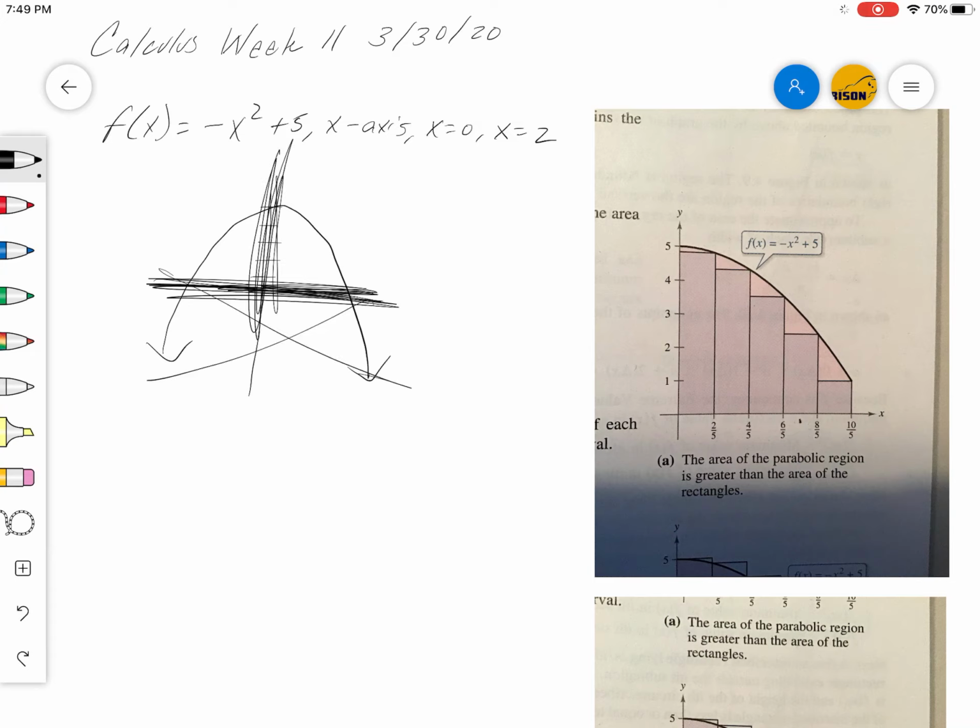I know this is a rough sketch. I'm erasing it because I don't like the way it looks. I took a picture of the book's actual drawing over here to the right, just giving you an idea of what we're looking at.